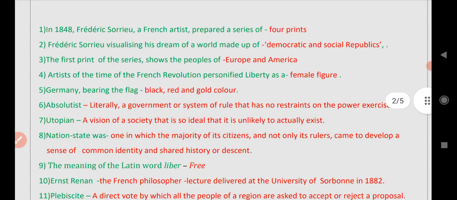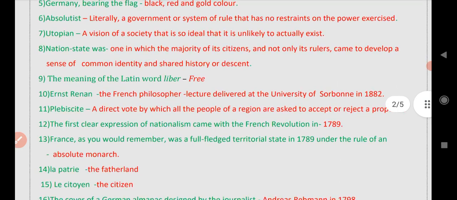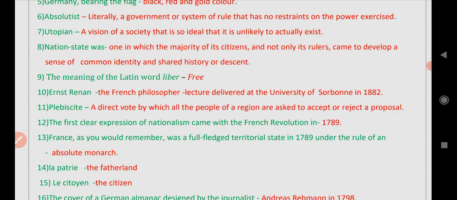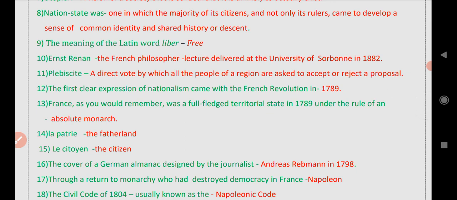Absolutist means literally a government or system of rule that has no restraint on the power exercised. Utopia means a vision of a society that is so ideal that it is unlikely to actually exist. Nation state means one in which the majority of its citizens, and not only its ruler, came to develop a sense of common identity and shared history or tradition. The meaning of the Latin word libre is free.